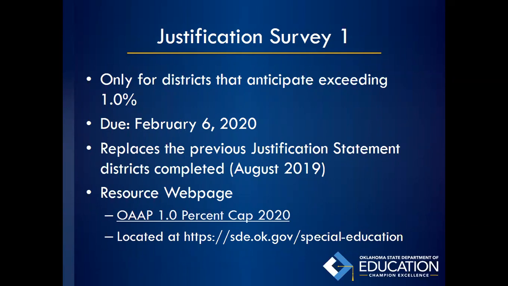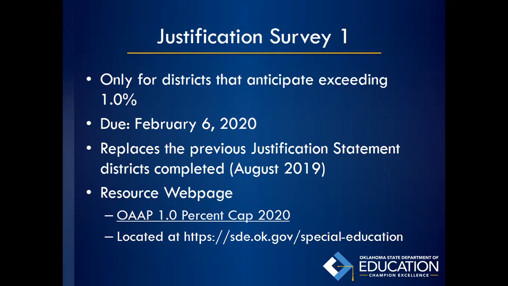If you're on the bubble, it may be best practice to go ahead and complete the justification survey, even though you might have a move-in student, or you never know if a student's going to transfer out of the district. But I would say best practice would be to go ahead and complete the justification survey instead of not completing it, exceeding the 1%, and then falling into a tier that has to complete some type of monitoring activity or these oversight activities. So again, if you are on the bubble, go ahead and complete the survey. Again, the surveys are due February 6th.